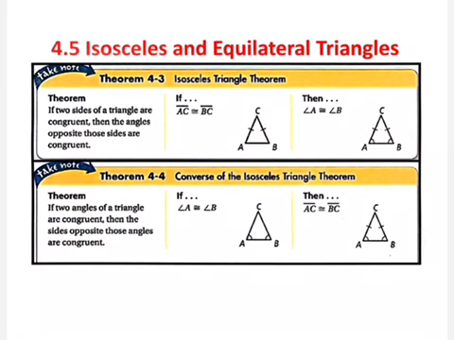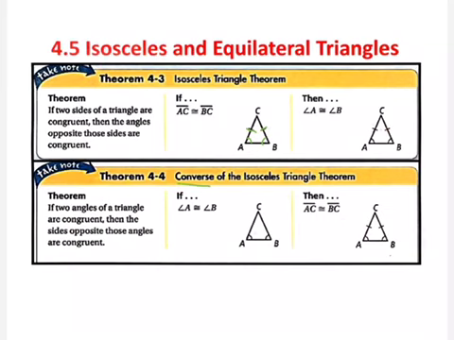Theorem 4.3, the isosceles triangle theorem, states that if two sides of a triangle are congruent, then the angles opposite those sides are also congruent. So in this case, if we know CA is congruent to CB, we can say angle A and angle B are congruent as well.